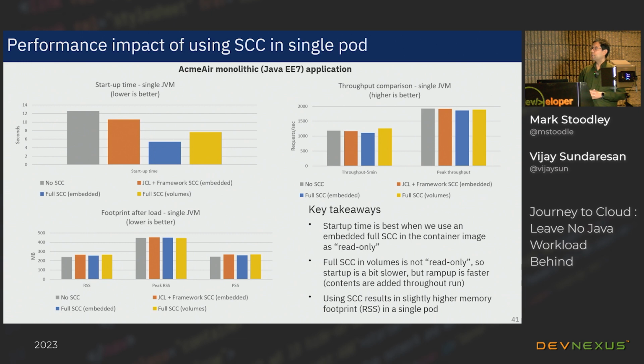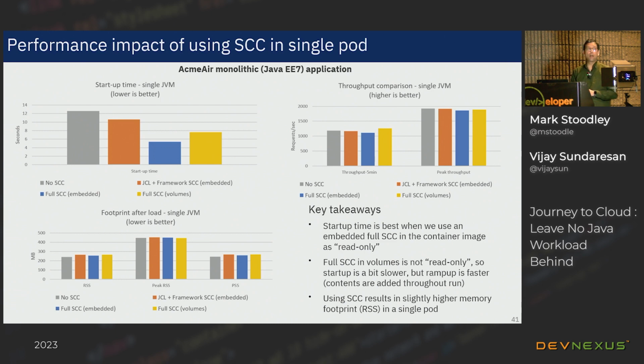And the fourth bar there, the orange one, is running with the full shared class cache, but not embedded in the container. It's actually mounted on the volume. And in that case, because classes are being added throughout the run, we can't run with the read-only option. So the startup time isn't as good as when we embedded a full shared class cache and it was read-only.